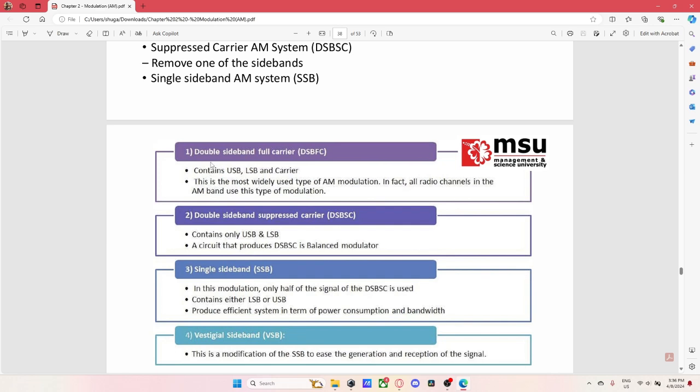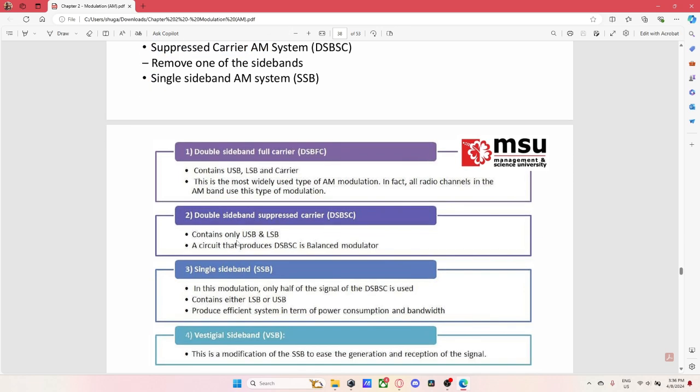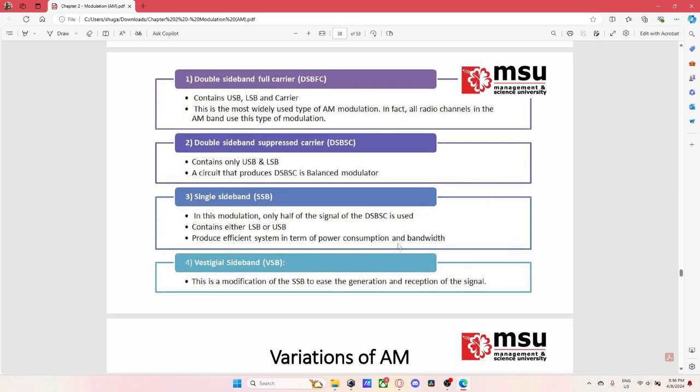For double sideband full carrier, it contains the upper sideband, lower sideband, and carrier, and this is the most widely used type of AM modulation. In fact, all radio channels in the AM band use this type of modulation. If we use double sideband suppressed carrier, as you can see above, we suppress the carrier. It contains only USB and LSB, and a circuit that produces DSB-SC is a balanced modulator.